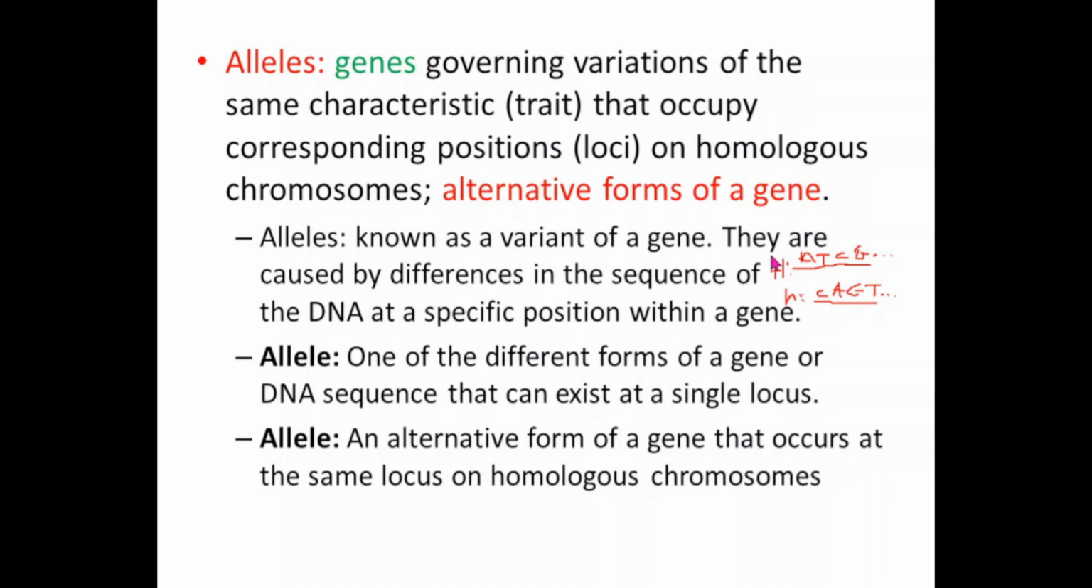For example, let's say capital H is for tallness of height and small h is for shortness. This sequence of the gene, A, T, C, G, may make that individual tall, and the other sequence, C, A, G, T, may make an organism or an individual short. That is allele. One of the different forms of a gene or DNA sequence that can exist at a single locus, an alternative form of a gene that occurs at the same locus on homologous chromosomes.